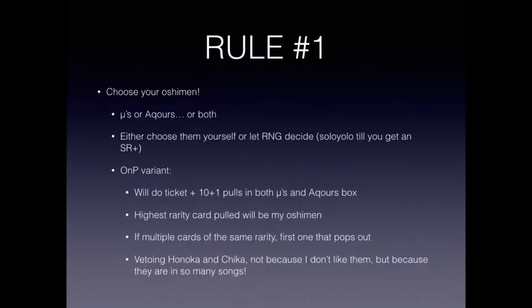First rule, choose your Oshimen. You can have either a Muse Oshimen or an Aqua Oshimen, or both, and you can choose them in a variety of methods. If you decide you want a specific girl, you can just go ahead and decide that you're going to do that specific girl. You can choose them yourself, or some people have let RNG be their guide and choose their Oshimen for them. Now, I'm going to be doing that, but with a couple of modifications.